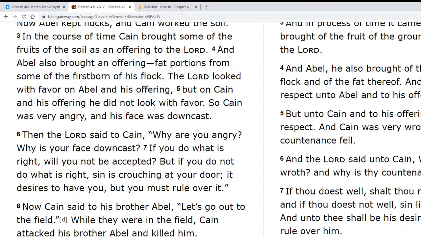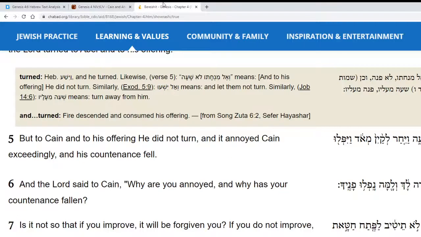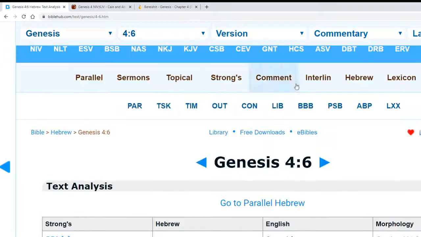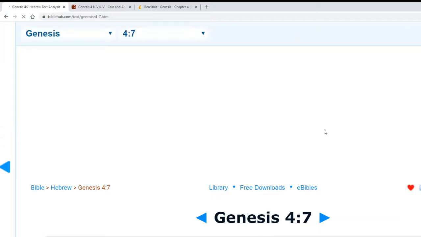And they're translating, then the Lord said to Cain, why are you angry? Why is your face downcast? Chabad: and the Lord said to Cain, why are you annoyed, and why has your countenance fallen? Okay, next verse. 7.